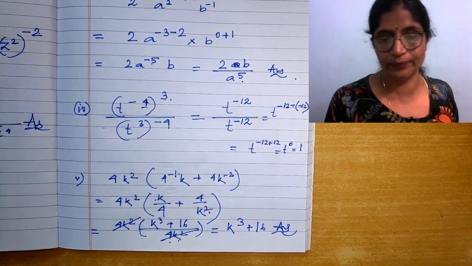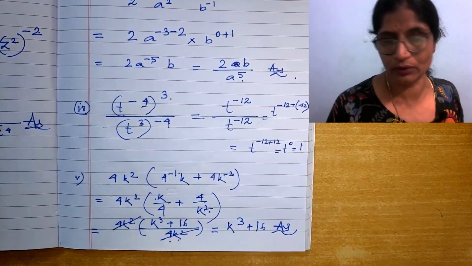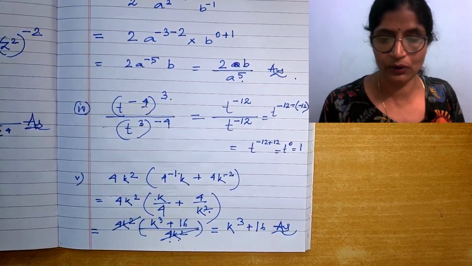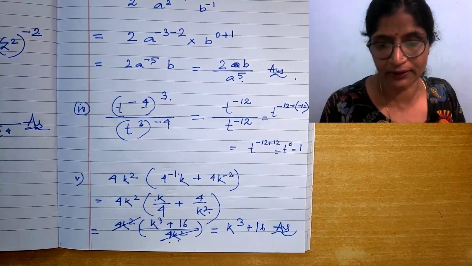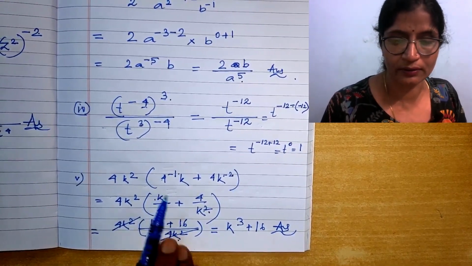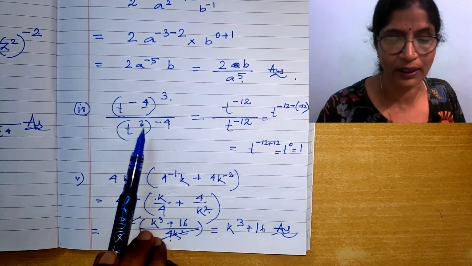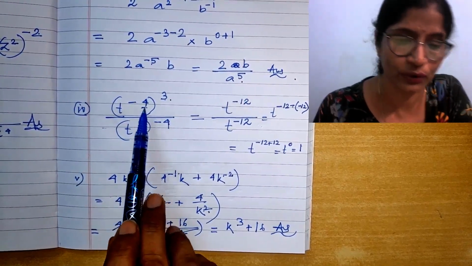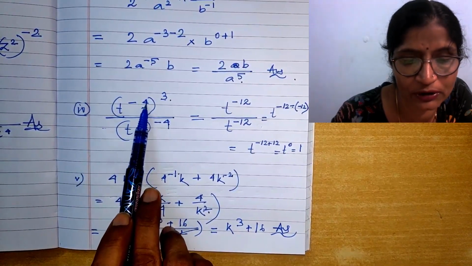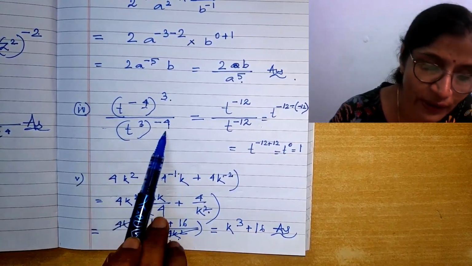It's not necessary that I will follow these steps only. You can follow another step also. Like in this sum, if you want, you can make this minus to make it positive, you can take it here. Then you can add also.